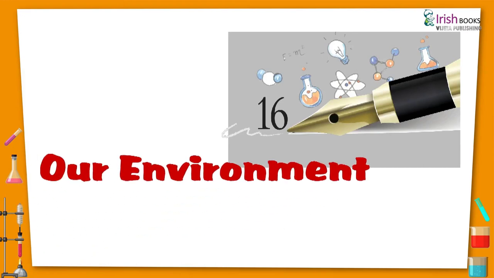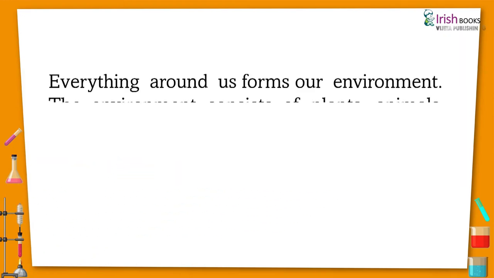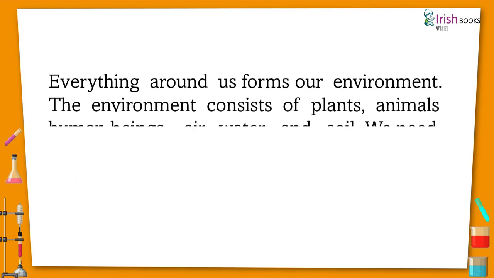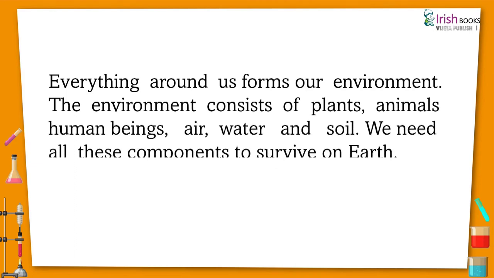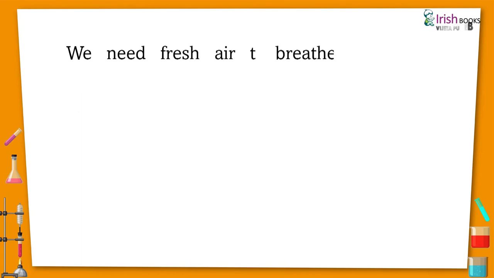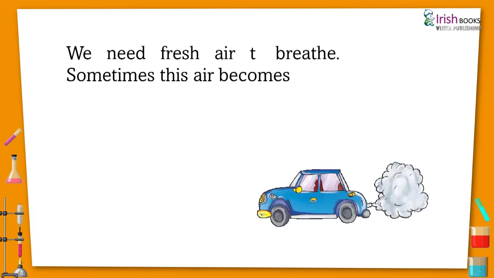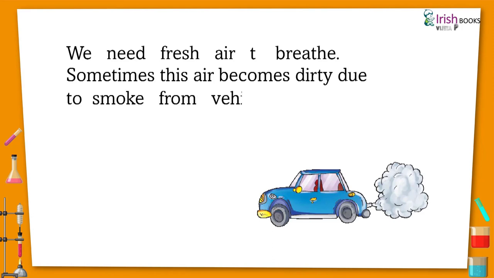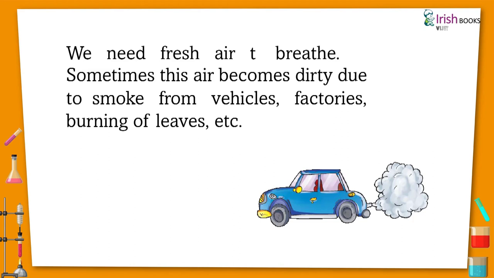Chapter 16, Our Environment. Everything around us forms our environment. The environment consists of plants, animals, human beings, air, water, and soil. We need all these components to survive on Earth. We need fresh air to breathe. Sometimes this air becomes dirty due to smoke from vehicles, factories, burning of leaves, etc.